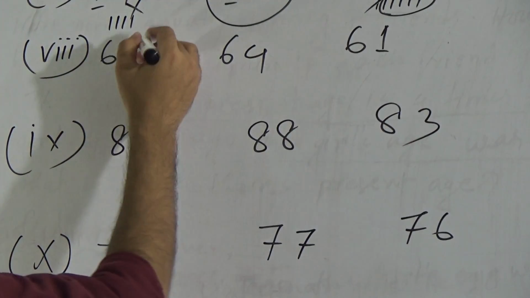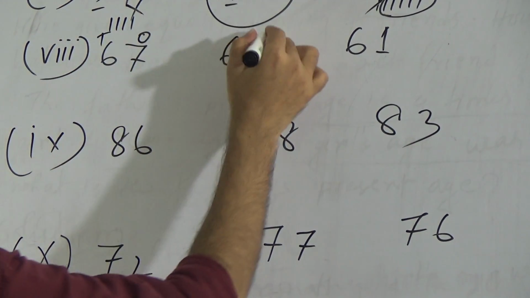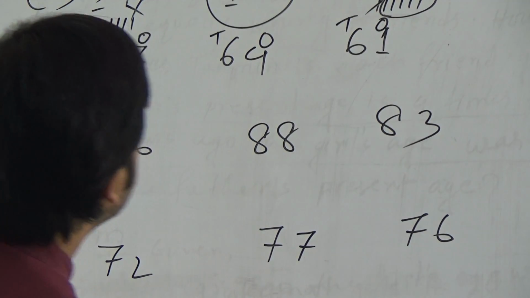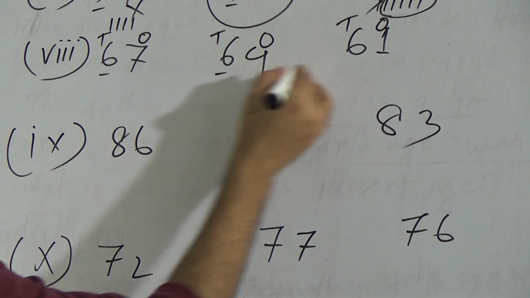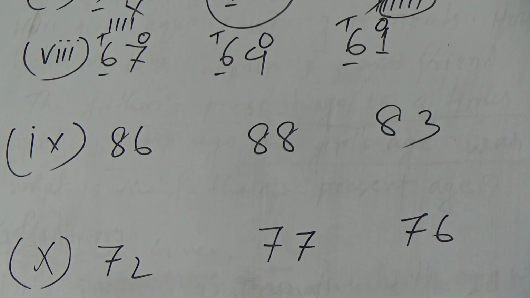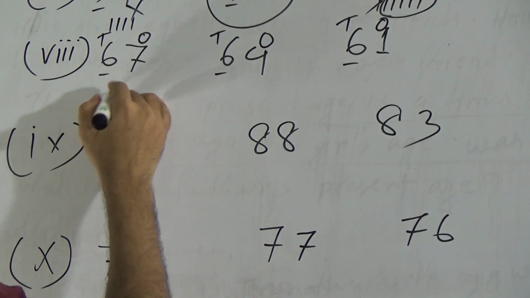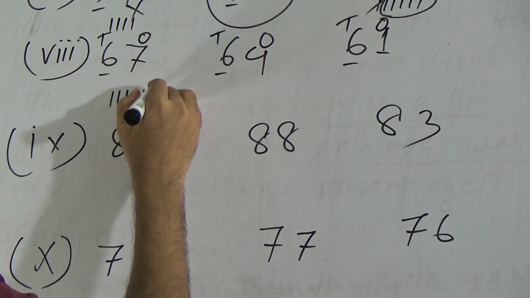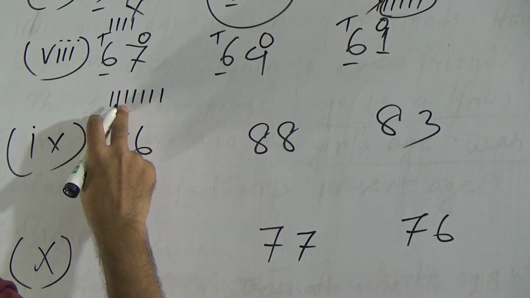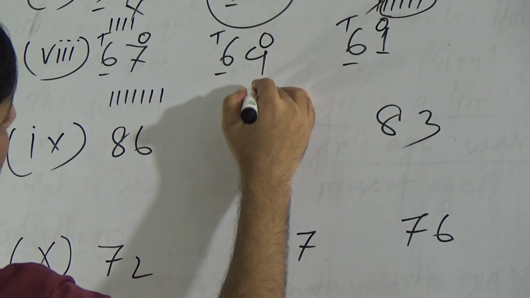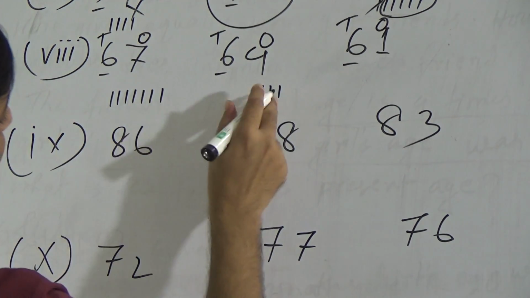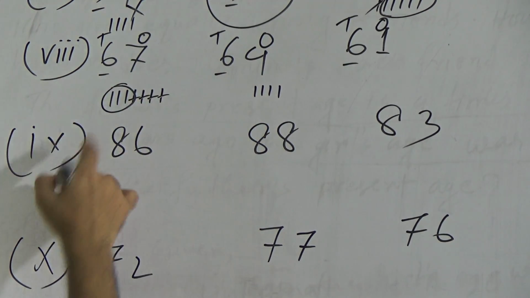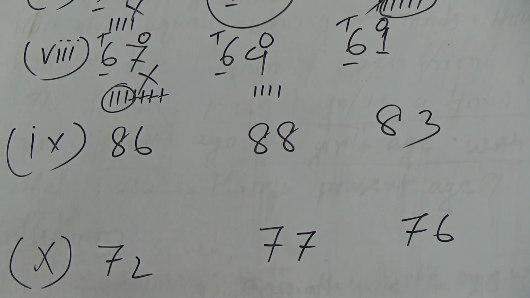Indicate the position of the digit. Ones place, tens place. Ones place, tens place. Ones place, tens place. Now here also tens place same. So we have to compare only ones place. Here is 7. So we can take 7 sticks. 1, 2, 3, 4, 5, 6, 7. Now 7 sticks here. 1, 2, 3, 4 sticks here. Compare these two. 1, 2, 3, 4. So 3 sticks more here. So this is larger. So we can consider this one.